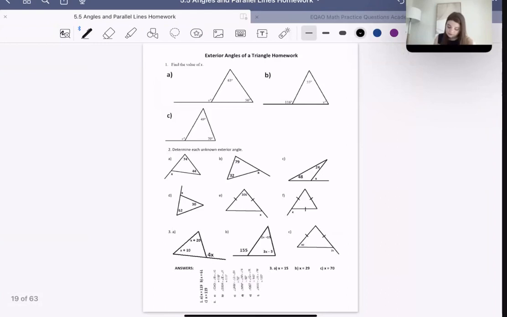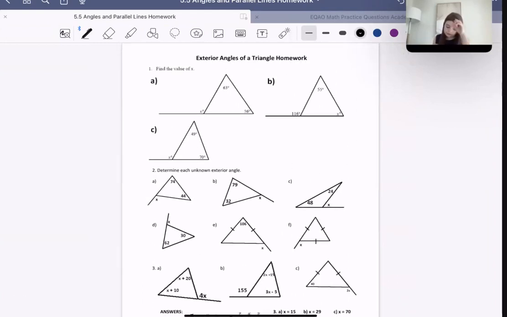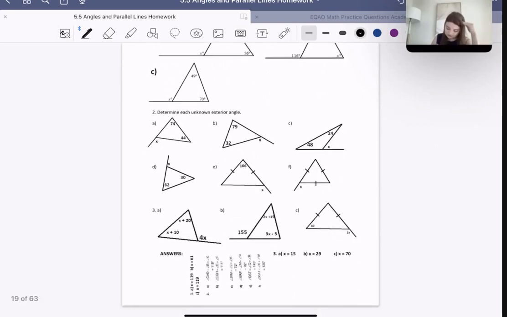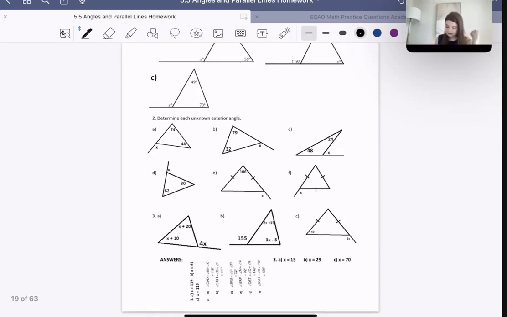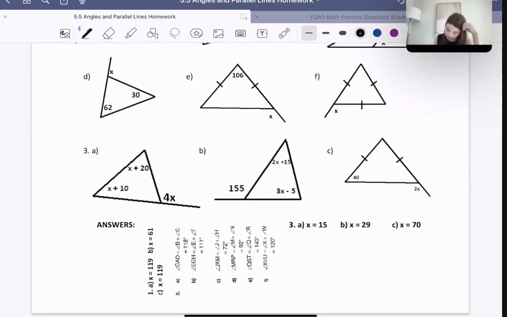For the first set, we have to solve for x. For the second set, we need to determine the unknown exterior angle, which does happen to be x. And then for the third exercise, we're solving for x once again. Also, all the answers are here as well. So if you do have any questions, feel free to bring those to office hours.